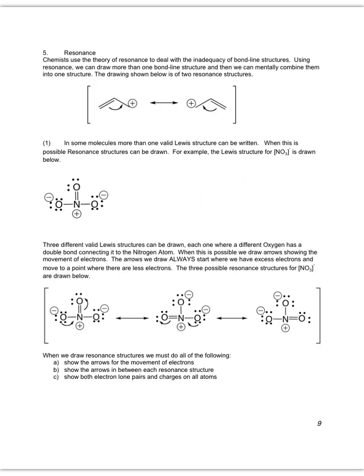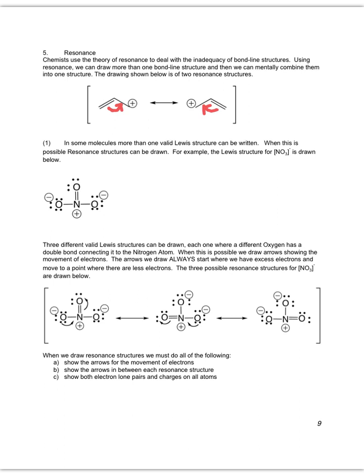Okay. In resonance structures, in this first one, the allyl cation, we have a positive charge. There are no electrons in that positive charge, so all we can do is send the electrons from the double bond to go towards the positive charge. So those are our two resonance structures we can draw for the allyl cation.